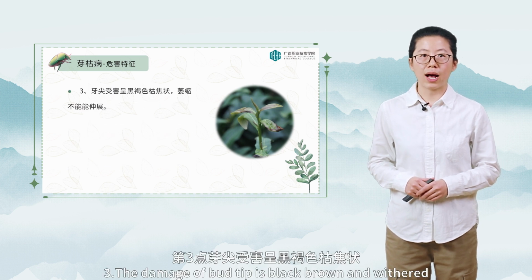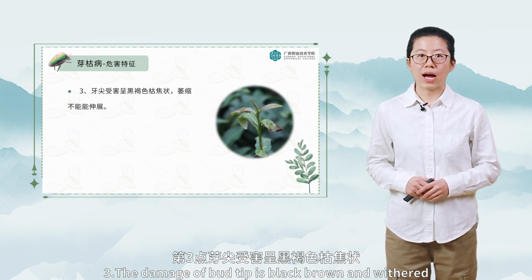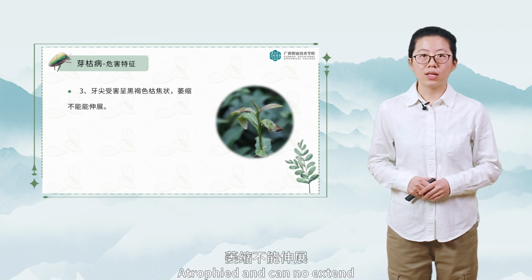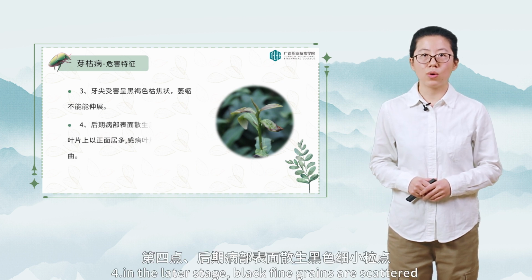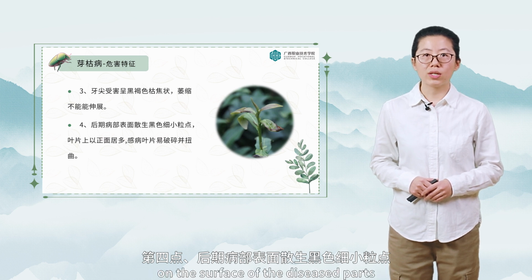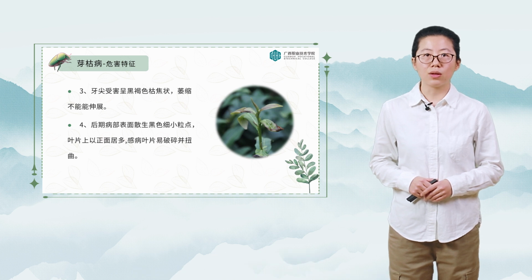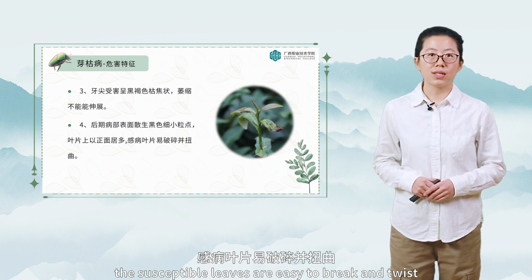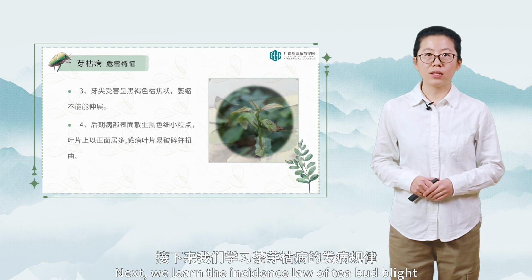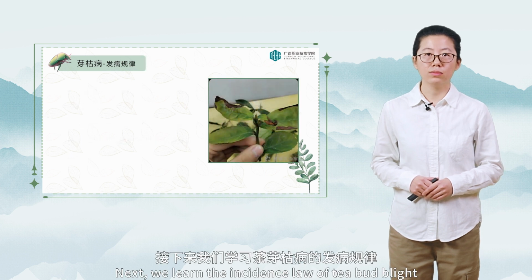3. The damaged bud tip is black-brown, withered, and atrophied, and cannot extend. 4. In the later stage, black fine grains are scattered on the surface of the diseased parts. The grains are mostly on the front of the leaves. The susceptible leaves are easy to break and twist. Next, we learn the incidence law of tea bud blight.